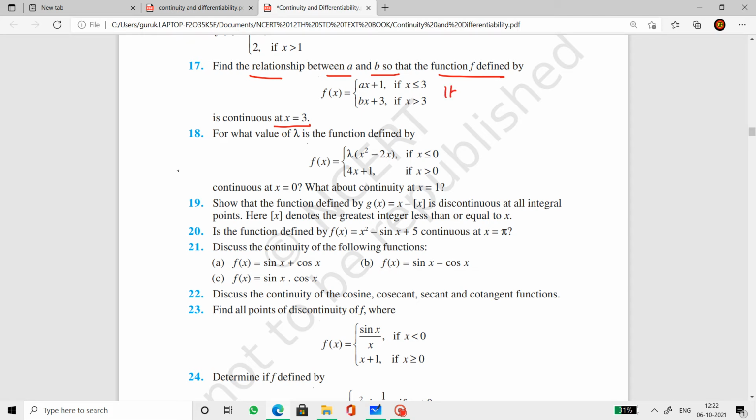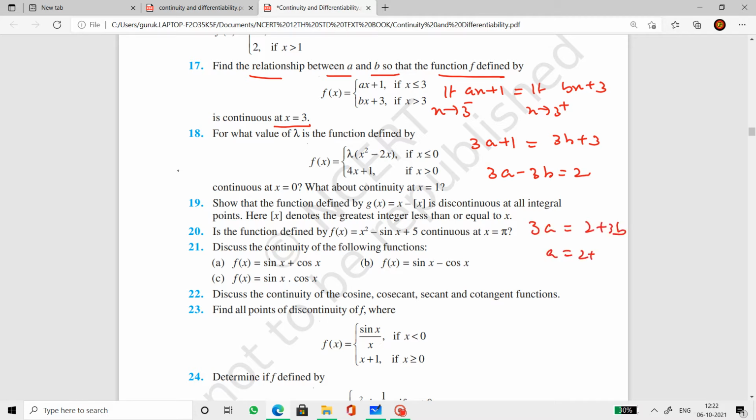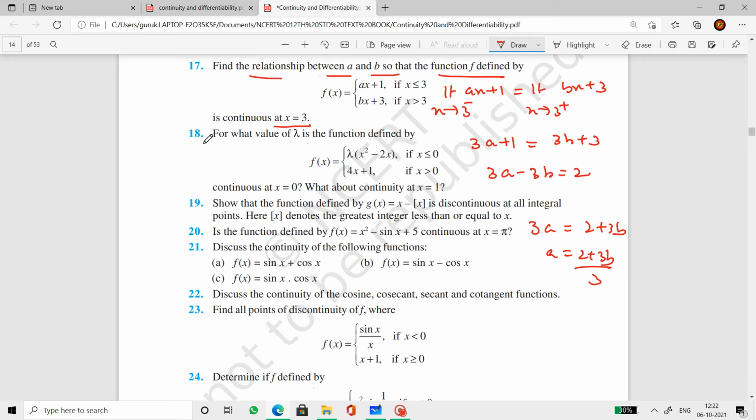So limit x tends to 3 minus on ax plus 1 is equal to limit x tends to 3 plus on bx plus 3. So you get 3a plus 1 is equal to 3b plus 3. So I get 3a minus 3b equals 2. So I can say that 3a equals 2 plus 3b. So this is the relationship between a and b. Clear? Now coming to question number 18.